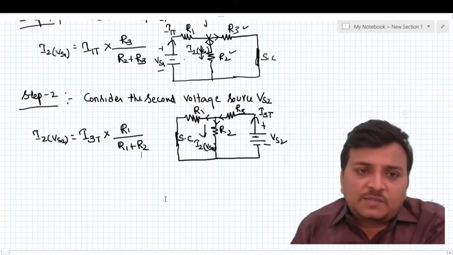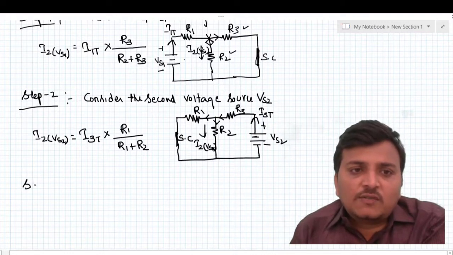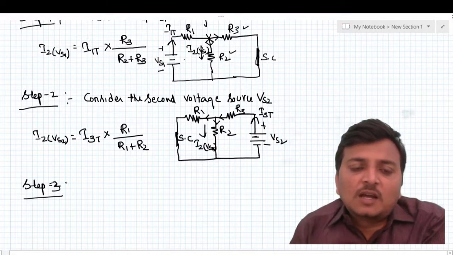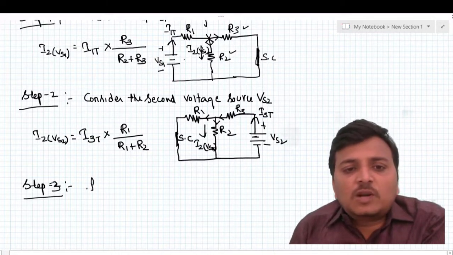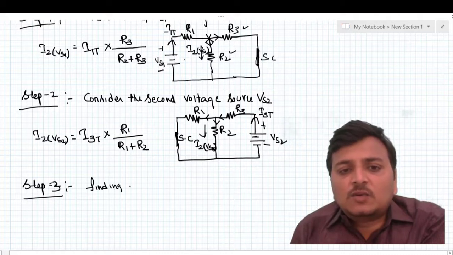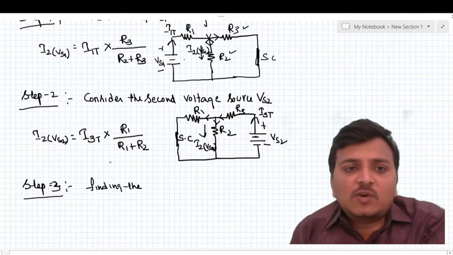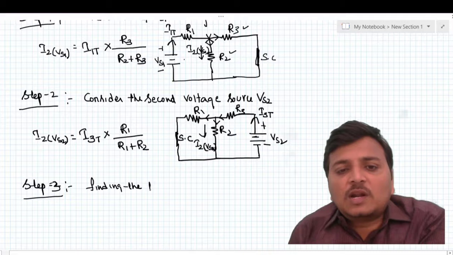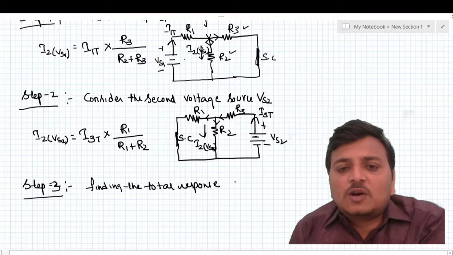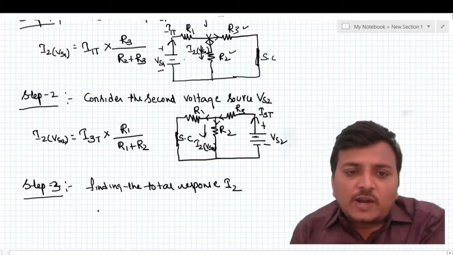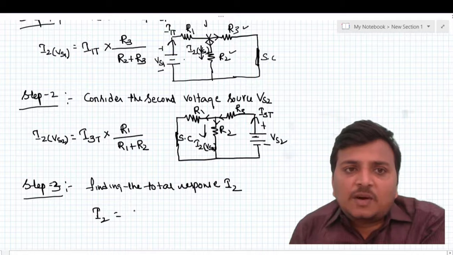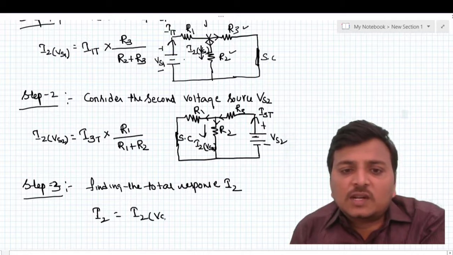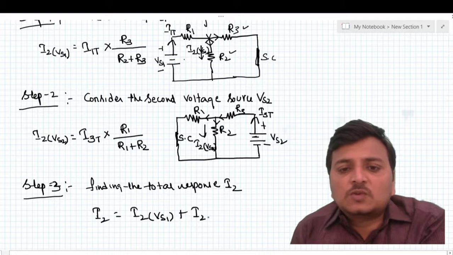Now we'll move to step 3. So what is step 3? We have calculated the individual response currents. Now in step 3, finding the total response. Because we have only two sources, we have only two steps to find the current response. So the third and last step is finding the total response. Your I2 is the sum of I2 due to the source VS1 plus I2 due to the source VS2.